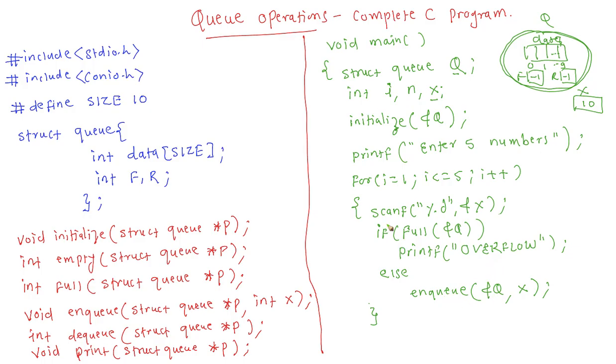So this is the main till here. Let's continue in main only. We'll see the entire main function, then we'll go for the individual functions, initialize, empty, full, and all those. So now, as we have performed some enqueue operations, let's perform some dequeue operation, or let's say only one operation we will perform.